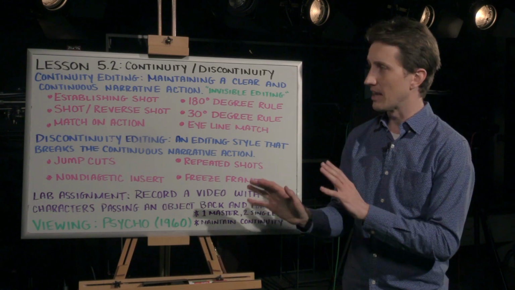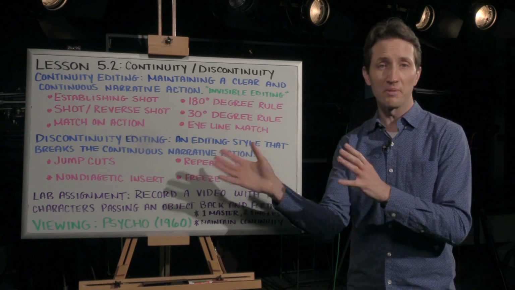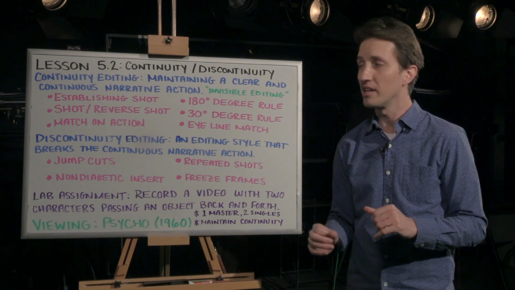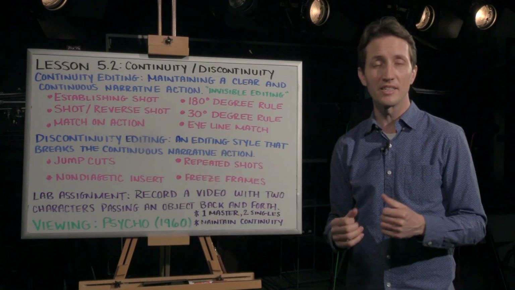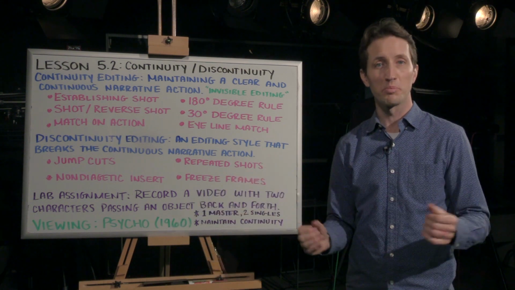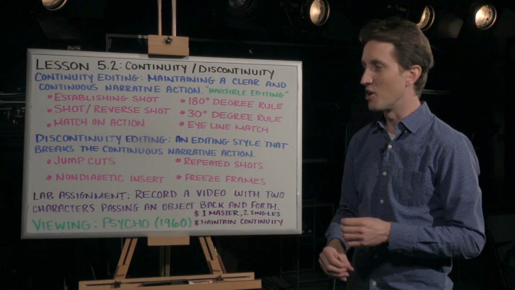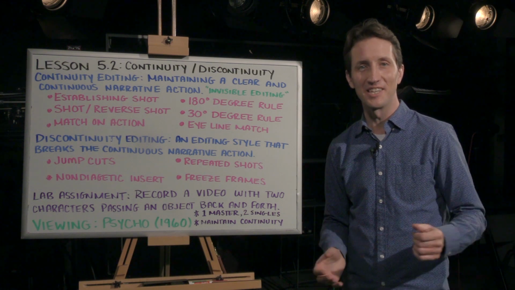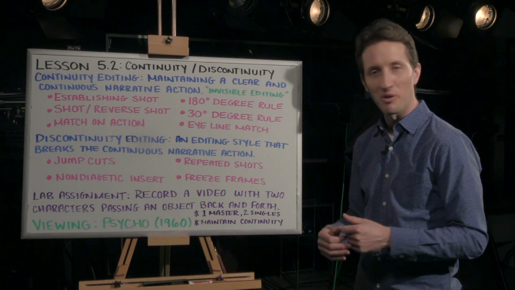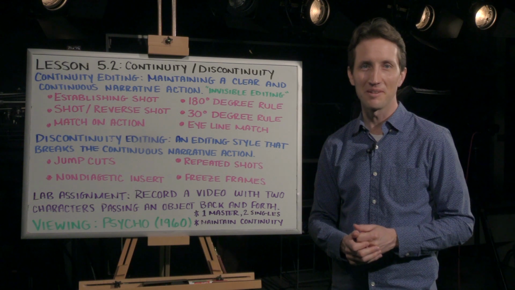Now, I understand that this is just a lot of terminology and definitions, but it's important to note that if you're a filmmaker and you're trying to tell a clear and continuous story, well, there are guidelines that you and the script supervisor and the editor need to follow that will help preserve that continuity. And if you're feeling a little rebellious and you want to wow us with your discontinuity edits, try some jump cuts. Try some non-diegetic inserts, maybe a repeated shot or two, and always end on a freeze frame.